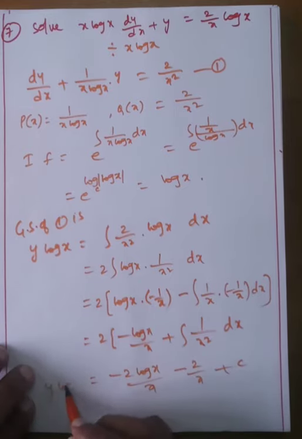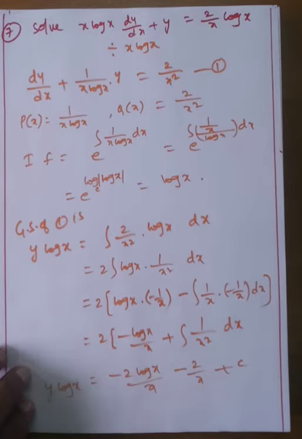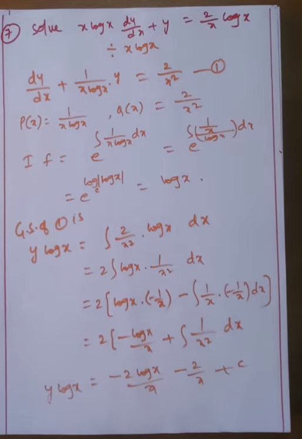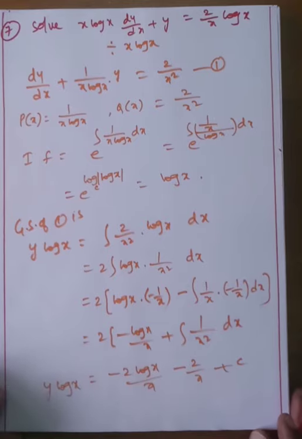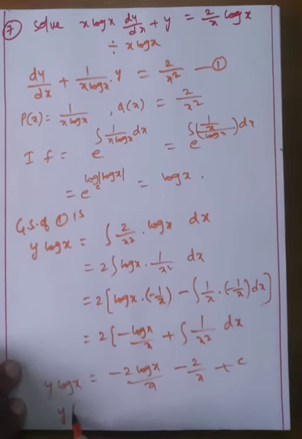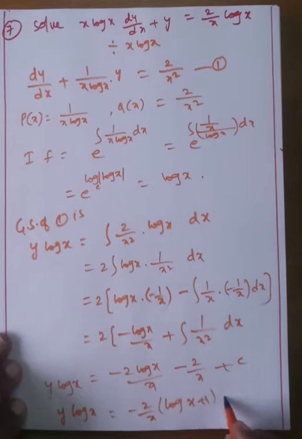This is y log x. Y log x is equal to minus 2 log x by x minus 2 by x plus c. Now you can do another step, maybe. Y log x is equal to minus 2 by x, taking common, log x plus 1, plus c.